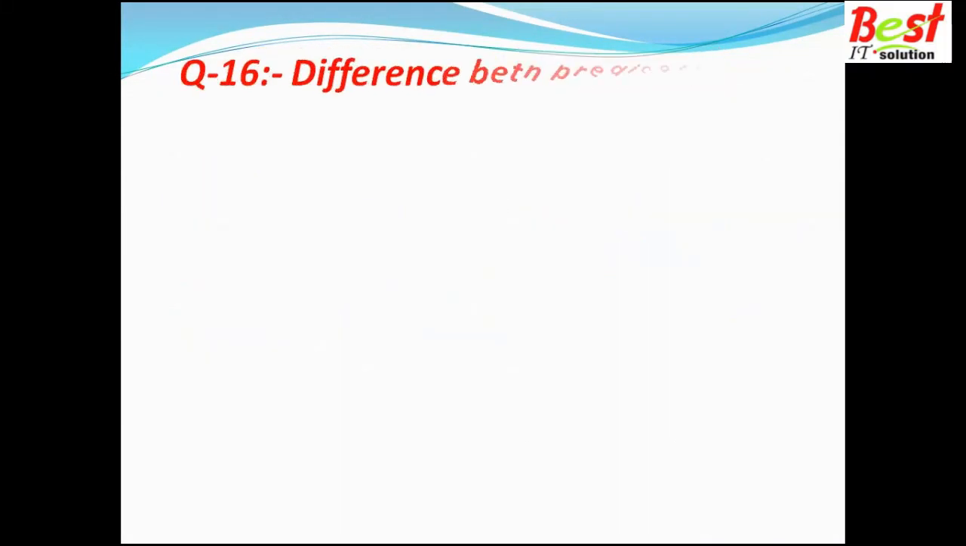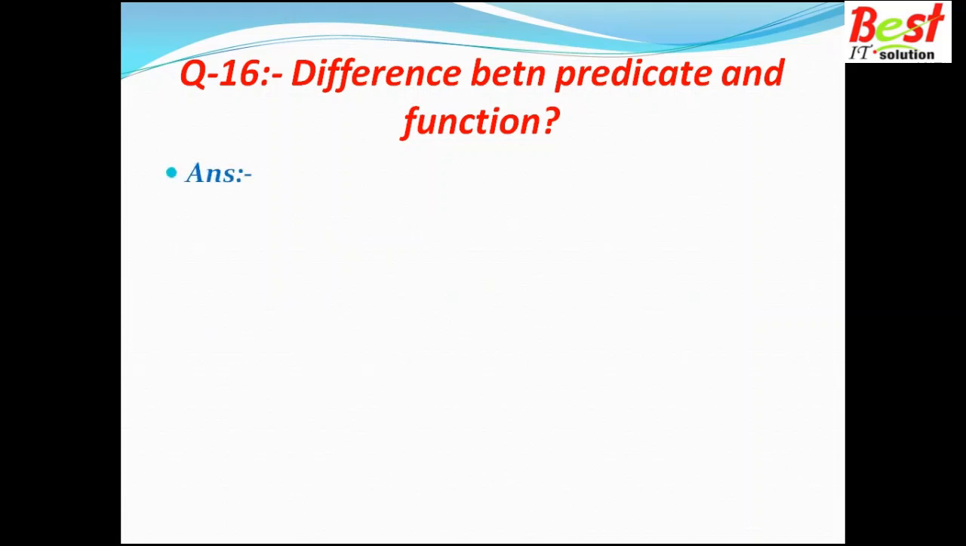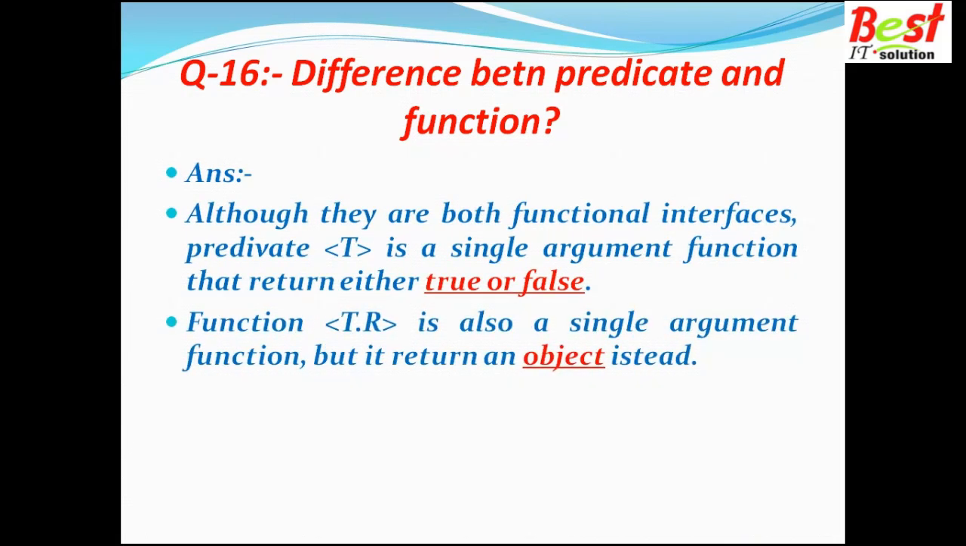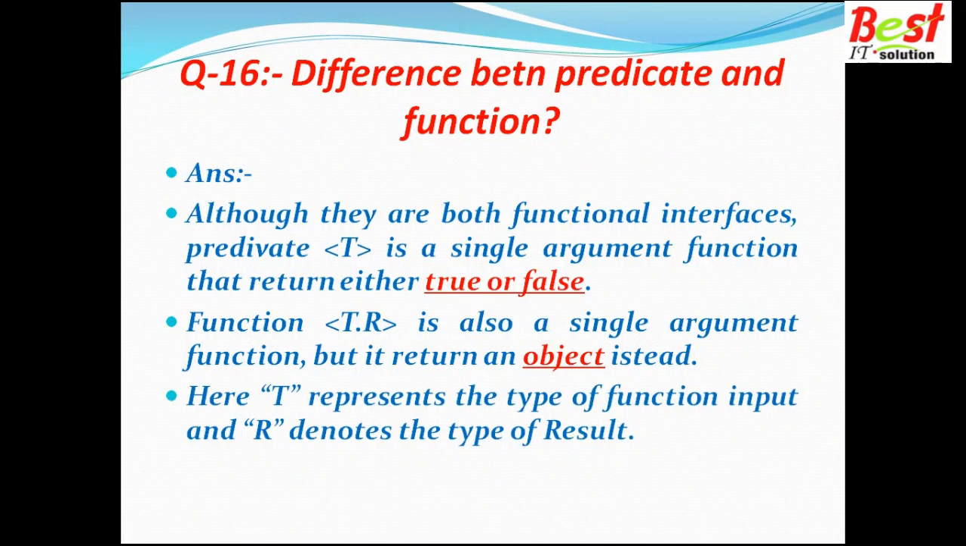What is the difference between Predicate and Function? Although they are both functional interfaces, Predicate is a single argument function that returns either true or false. Function is also a single argument function, but it returns an object instead of true or false. Here T represents the type of the function input and R denotes the type of the result.